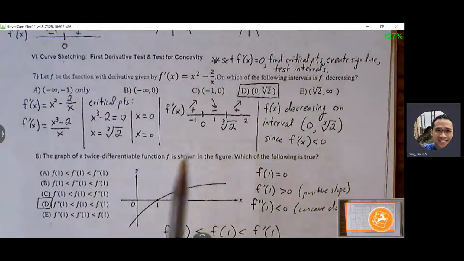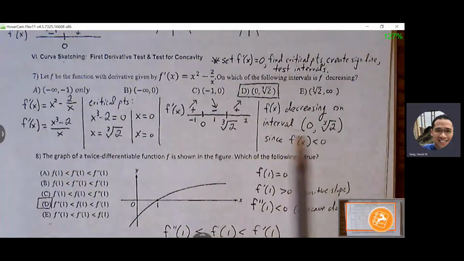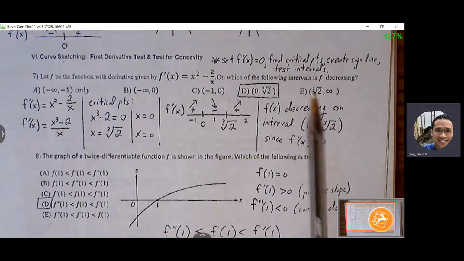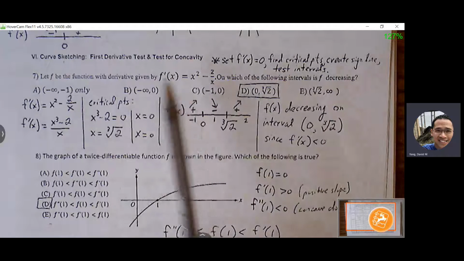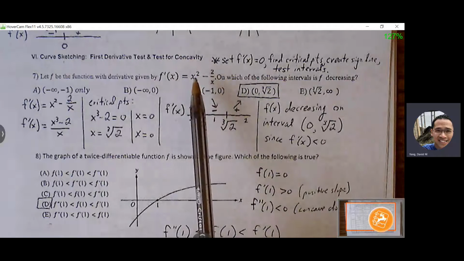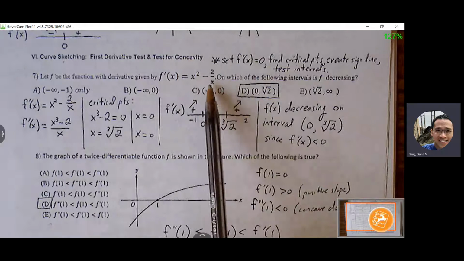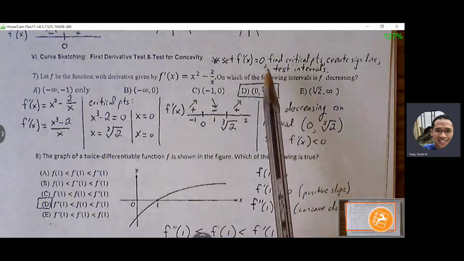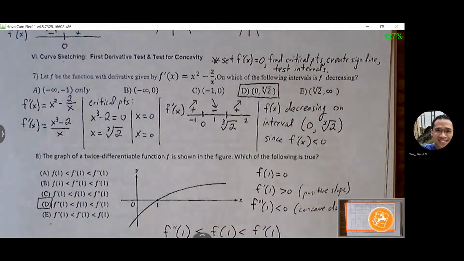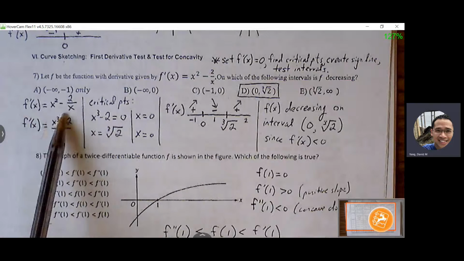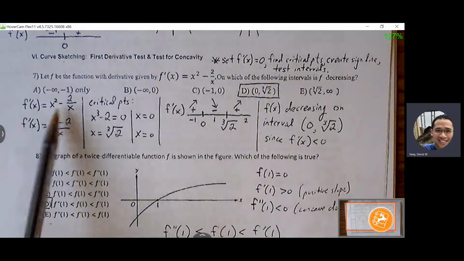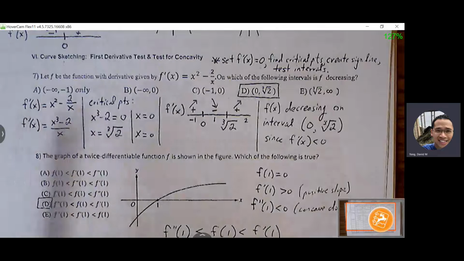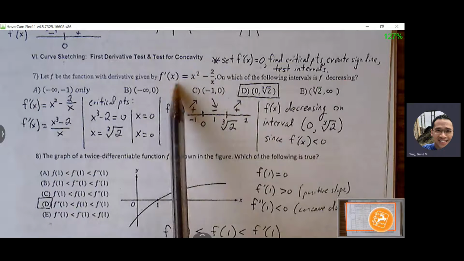Okay, number 7, f prime is given. On which of the following intervals is the graph decreasing? So decreasing is wherever my f prime is negative. I'm going to go through my steps for the first derivative test. First, set f prime equal to 0. Then I find critical points, create a sign line, and test my intervals. It's easier to set this equal to 0. I don't find the derivative because it's already given at the derivative level.